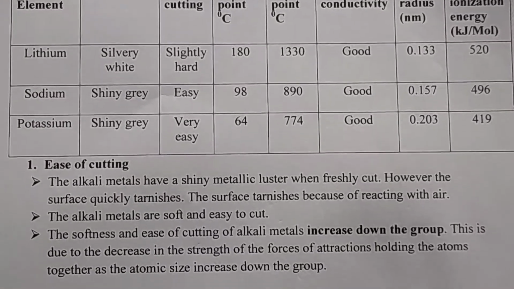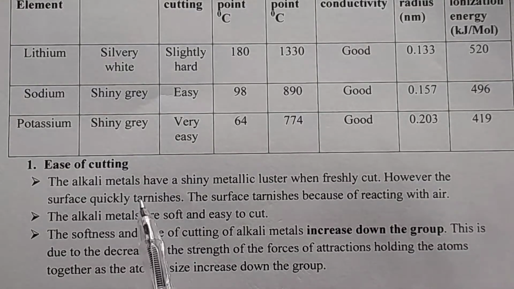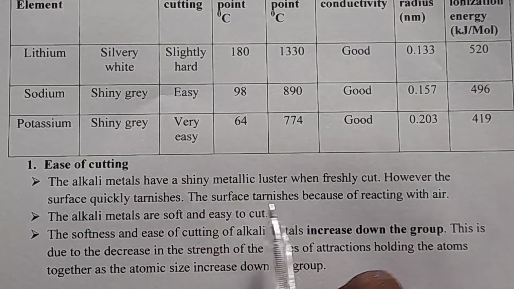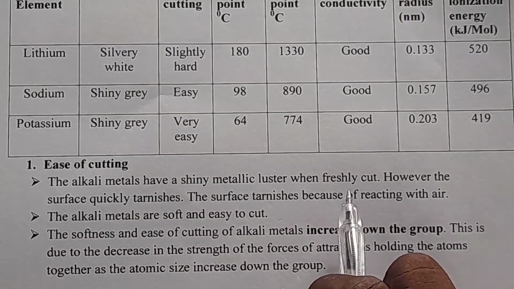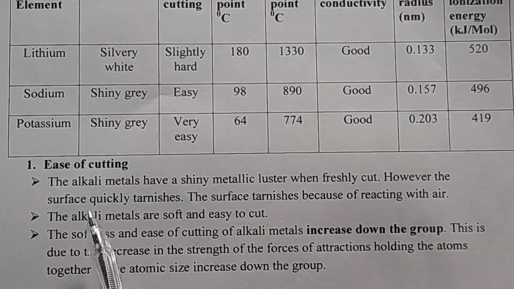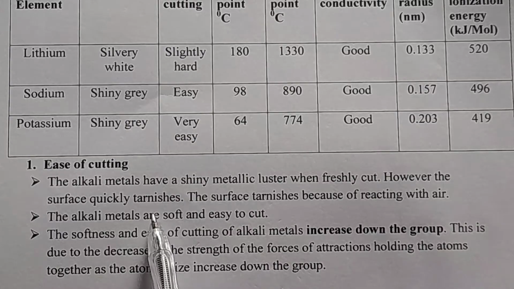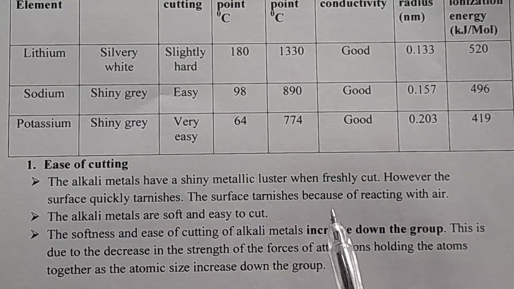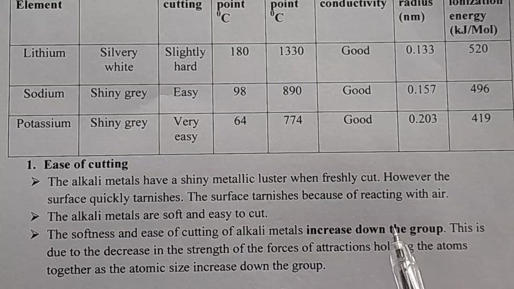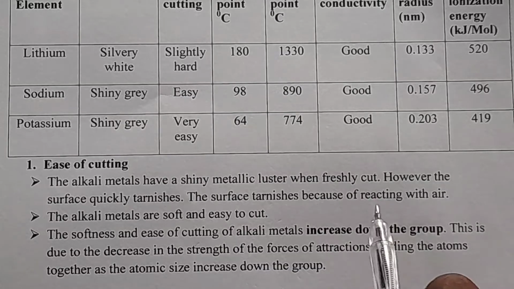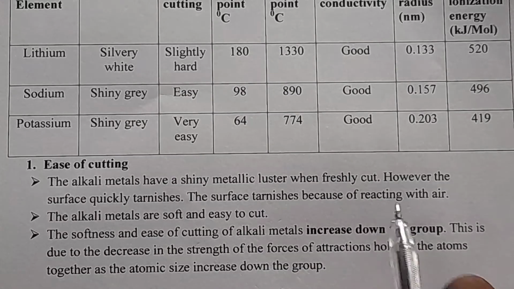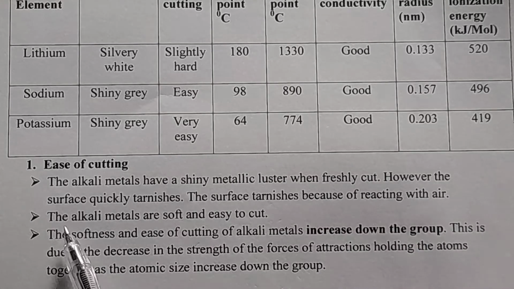The first physical property of alkali metal, ease of cutting. So we said the alkali metals have a shiny metallic luster when freshly cut. However, we are told the surface quickly tarnishes. Reason, we are told this is because of reacting with air, or you can say this is due to the reaction with the atmospheric air or oxygen. So next point, we are told the alkali metals are soft and easy to cut.